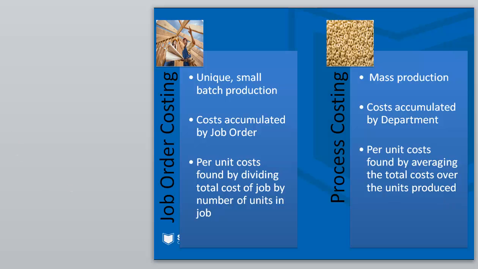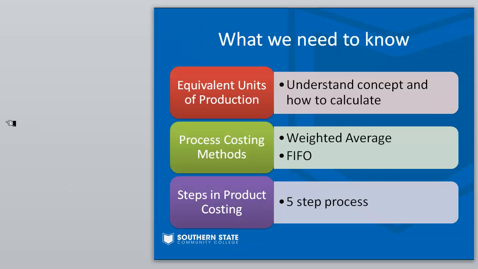So what do you need to know for the chapter? You need to be able to understand something called equivalent units of production, understand what it is and how to calculate it, and we'll look at that in our example. You need to understand the two different ways of conducting process costing, weighted average and FIFO, and we'll get into that too. And then you need to know the 5-step process for doing a product costing problem. So we'll look at that.